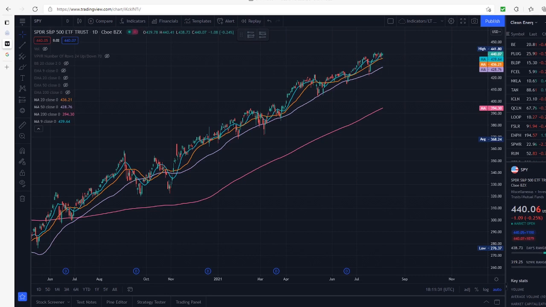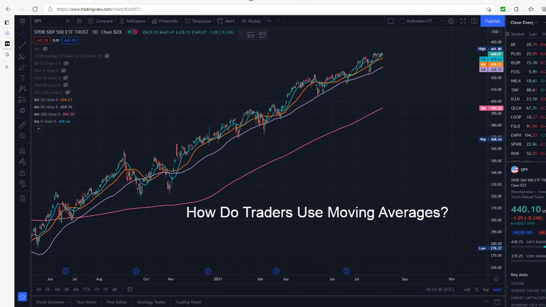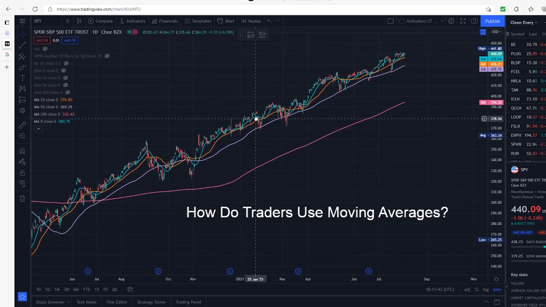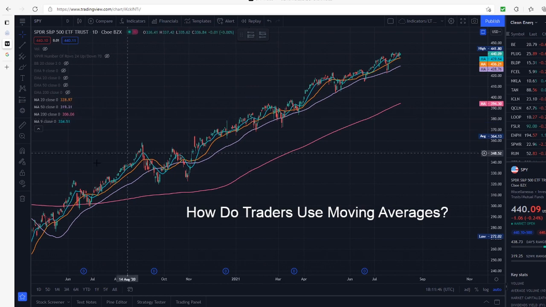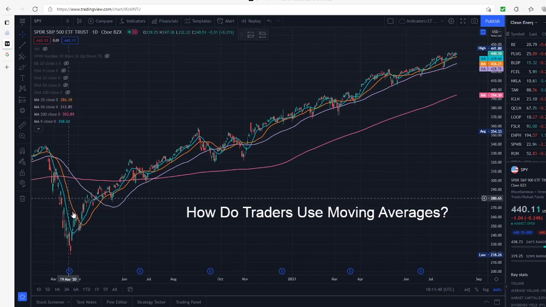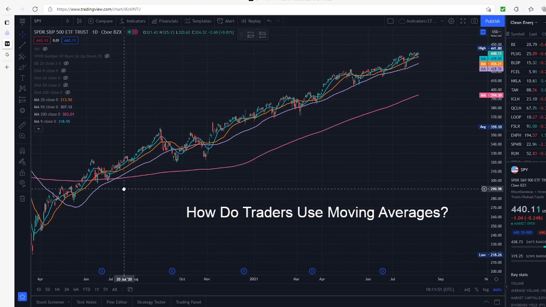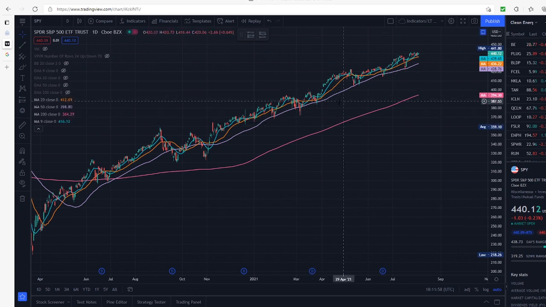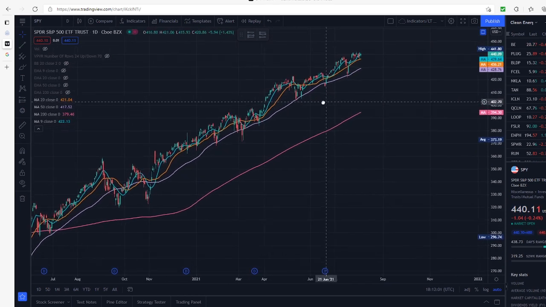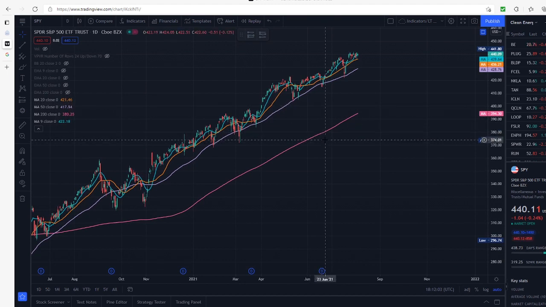Alright, so let's move into the second half of this video, which is how do traders use moving averages? The first way that they're used is to confirm the current trend of the asset. So if we see everything on our screen here with the S&P 500, we can see that basically since post-COVID crash, which was here, it's been in a clear uptrend. And you can confirm that by all of the moving averages that are on my screen trending in that upward trajectory. So visually, that's the first way that moving averages are used.